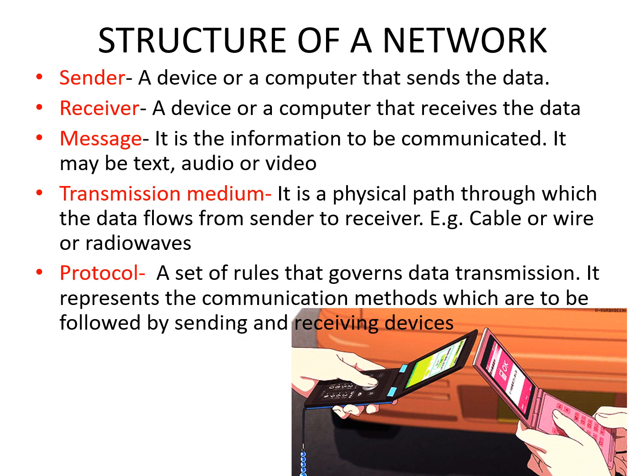Next is protocol. It is nothing but a set of rules that governs the data transmission. It represents the communication methods which are to be followed by sending and receiving devices. Now what does it mean? Protocol is nothing but the rules that we need to follow while sending a message. That is nothing but a protocol. Say for example, in a traffic, what does the traffic police do? It regulates the rule, right?